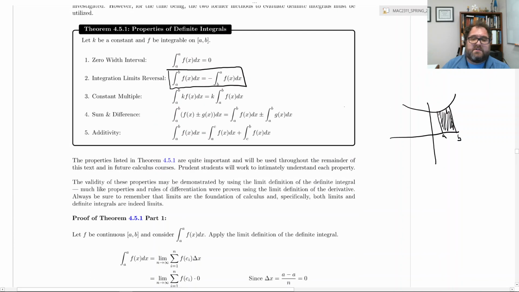We have the sum and difference. Okay, the rest of these should be pretty straightforward. I'll talk about number 5 a little bit. Constant multiple rule. Okay, we've had a constant multiple rule of limits. We've had a constant multiple rule of derivatives. We've had a constant multiple rule of antiderivatives. We've had a constant multiple rule of summations. And now we have a constant multiple rule of definite integrals.